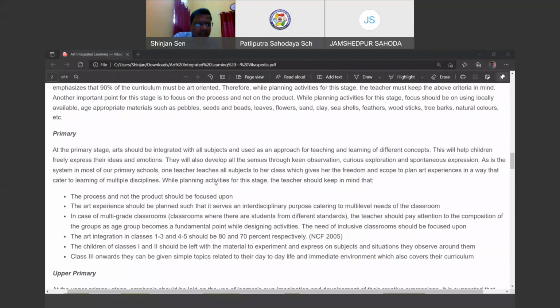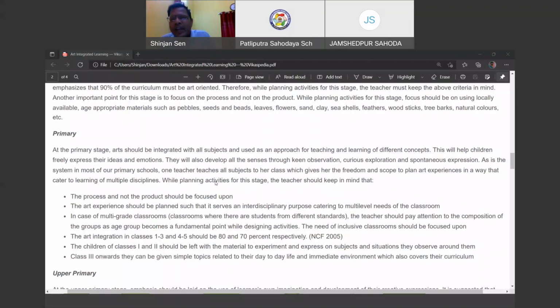The process and not the product should be focused upon again and again. Forget about the product. Just think about the process. The art experience should be planned such that it serves an interdisciplinary purpose, catering to multi-level needs of the classroom. Yes, when you talk about multi-level and interdisciplinary, one should be joined with another. Children will learn the art of speaking also. Children will learn the art of drawing also. Children will learn the art of acting also.